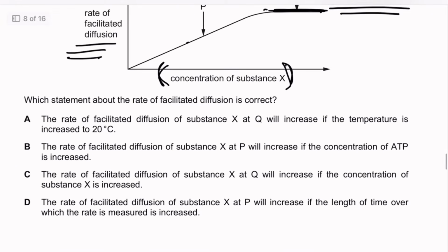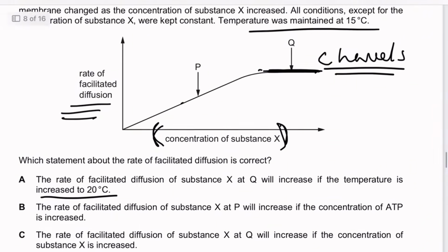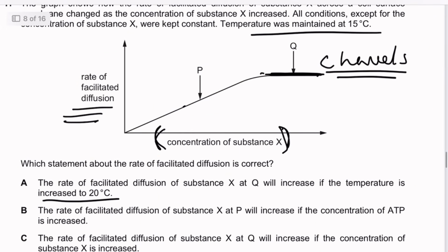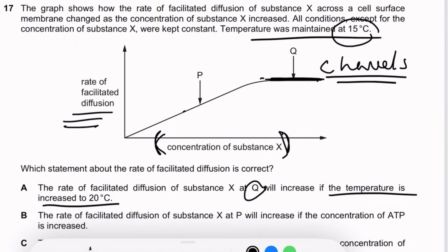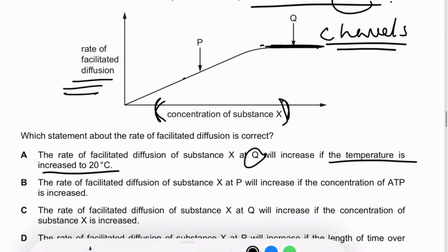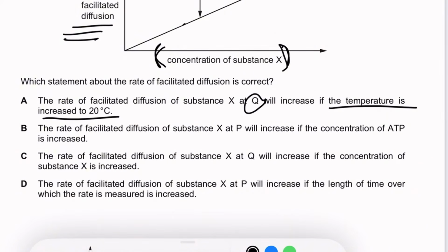The rate of facilitated diffusion of substance X at Q will increase if the temperature is increased. So these are other examples. The rate of facilitated diffusion of substance X at Q will increase if temperature is increased to 20. The temperature is maintained at 15, and that was fine. I think 20 is okay for a cell surface membrane, because the optimal temperature for our cells is actually 37, so 20 is fine. It definitely should increase the rate of diffusion, because substances will move faster.